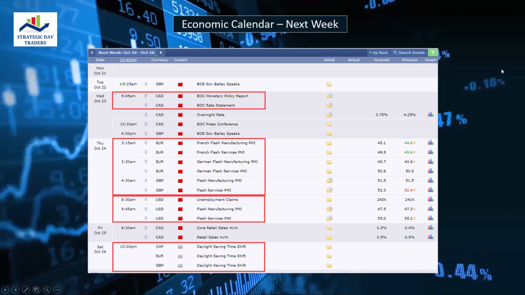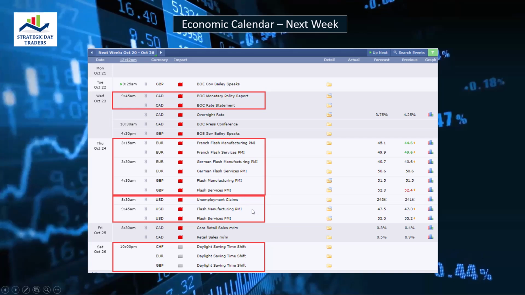And going into next week, we have a couple of interesting pieces of news coming out. Canada is going to give their interest rate statement, so that's a mid-morning Wednesday economic report. And then on Thursday, in the overnight, we've got a lot of manufacturing economic news. Okay, so the French, the German, these flash services will often affect the euro. So we're going to be looking at the euro and the pound in the overnight Eastern time hours on Thursday. So we're going to be careful with these pairs.